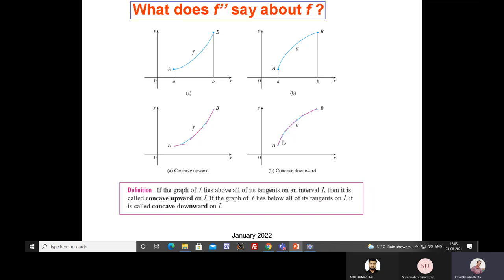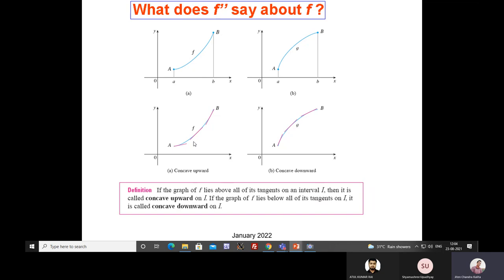Okay, fine. So in the first case, the graph is called concave upwards. You can think about the U in the alphabet U. Whenever you think about the alphabet U, that means you think about concave upwards. And whenever you think about an inverted U, it is concave downwards. Okay, and here, I think another interesting thing you can notice.